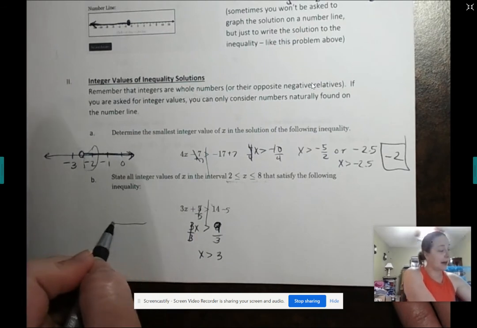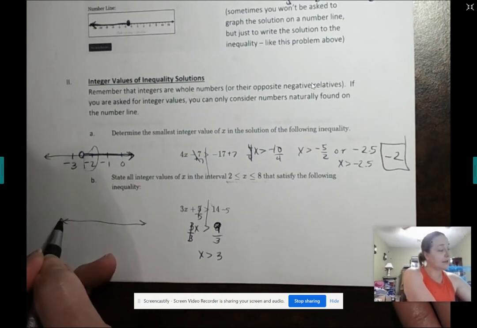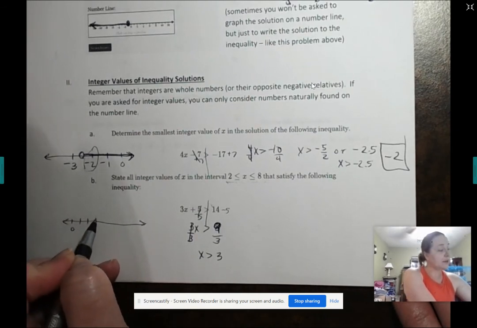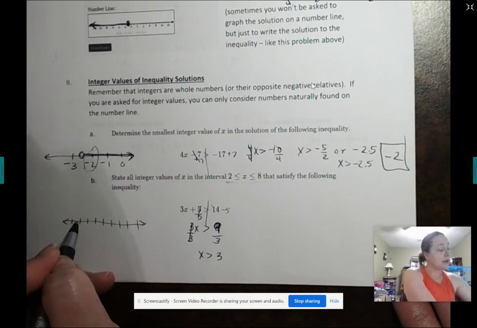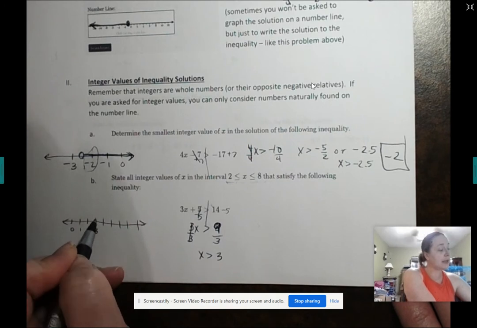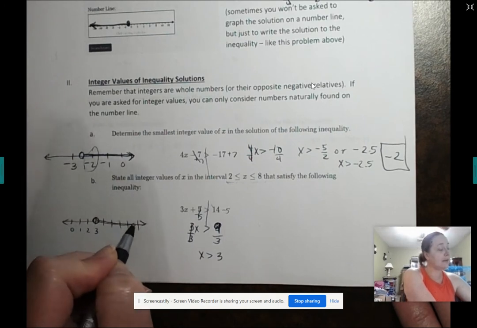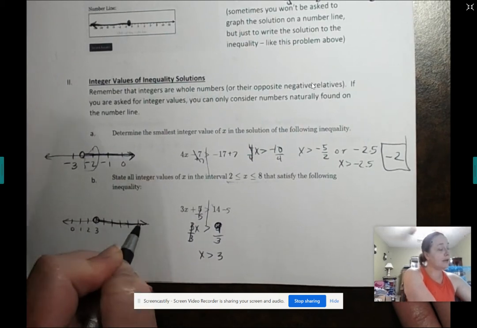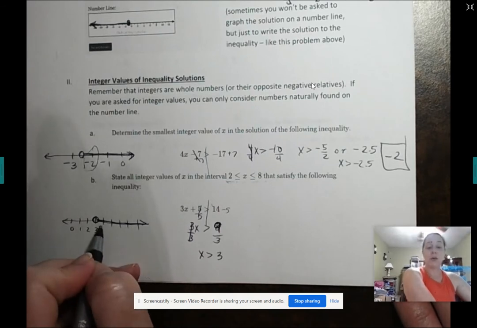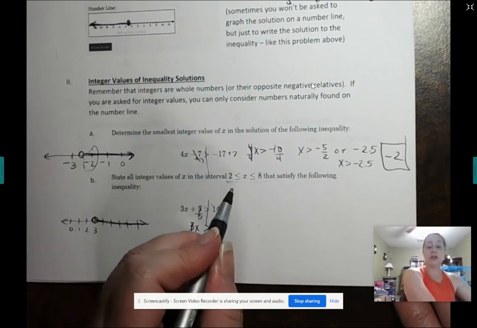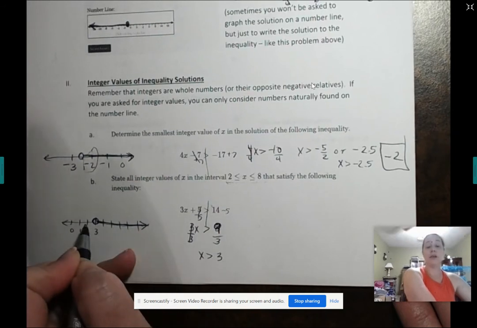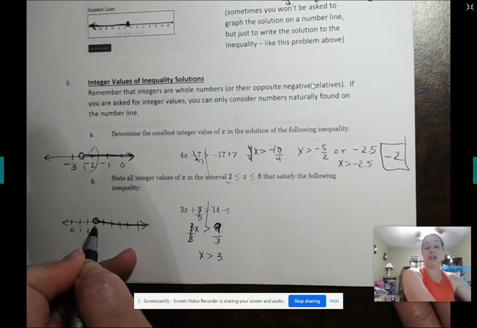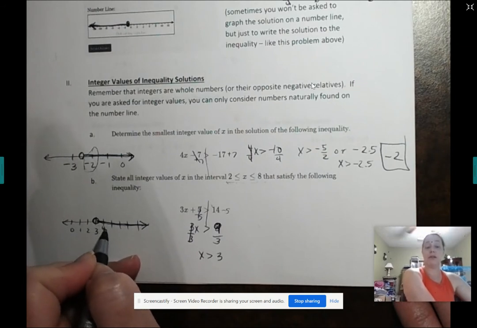So let's think about that. Let's say this is 0, 1, 2, 3, 4, 5, 6, 7, 8. So 1, 2, 3. Greater than 3 would be this direction, not including 3, right? So what integers between 2 and 8 are included in this inequality? Well, not 2, because it's not actually part of the solution. 3 is also not part of the solution, but 4 is part of the solution.